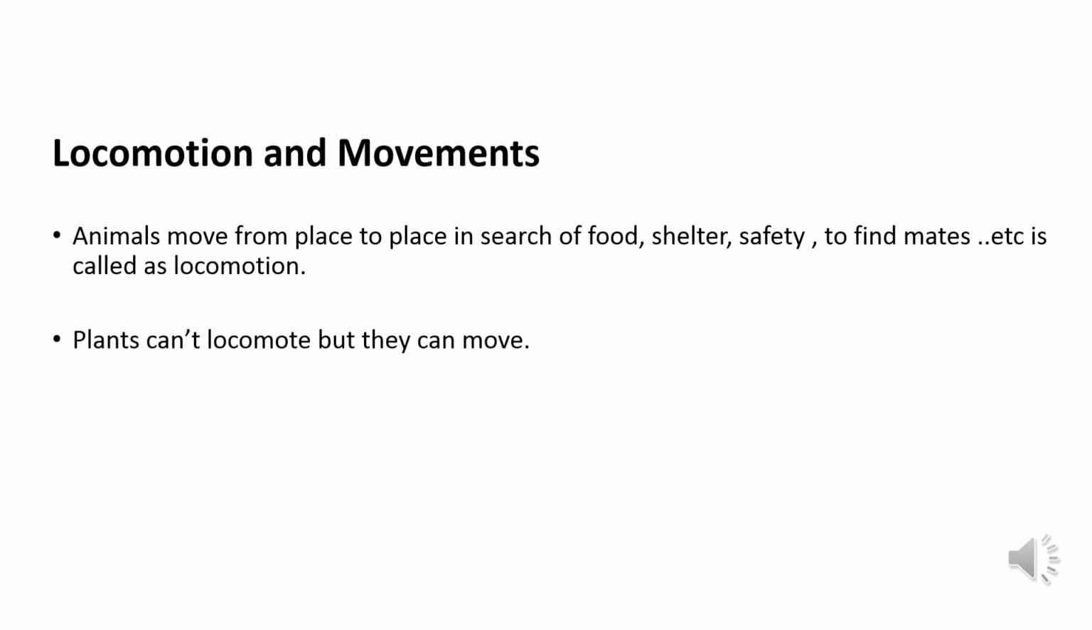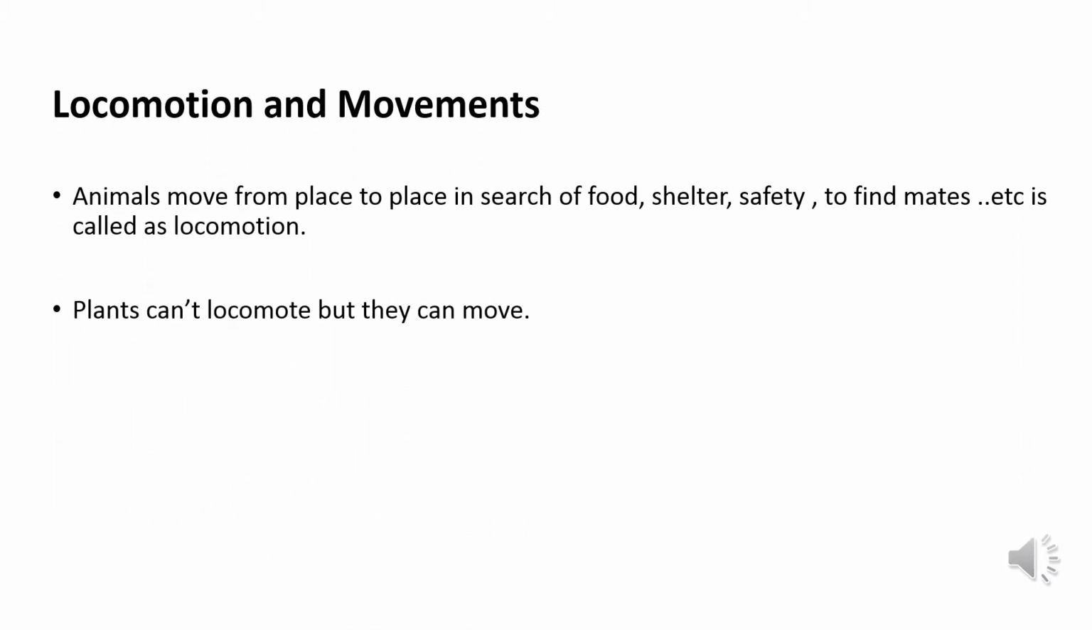You know, our environment is made out of living beings such as animals and plants. Animals move from one place to another in search of food, sometimes in search of shelter, then to protect themselves from their enemies and also to find their mates. Moving from one place to another is called locomotion.